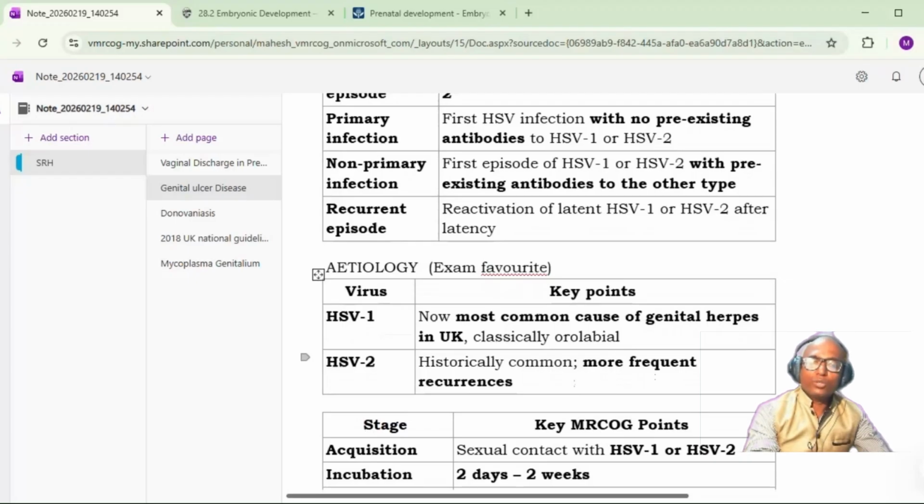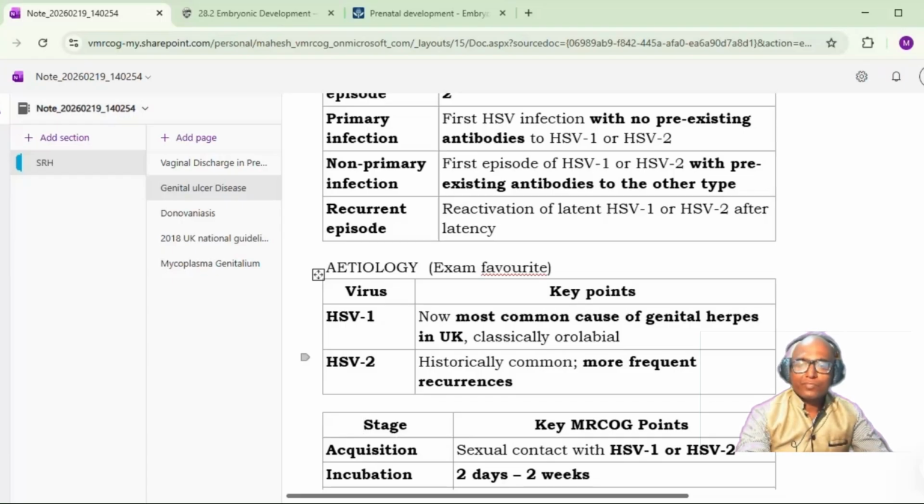There are two types of viruses, HSV1 and HSV2. HSV1 is the most common single cause of genital herpes in the UK, and classically it is orolabial. This question was asked in September 2021, I guess: the common cause of genital herpes in the UK, HSV1 or HSV2, is HSV1. Traditionally, we used to think HSV1 causes lesions above the level of the vest and HSV2 below it, but the recent guideline mentions the most common cause of genital herpes in the UK is HSV1.